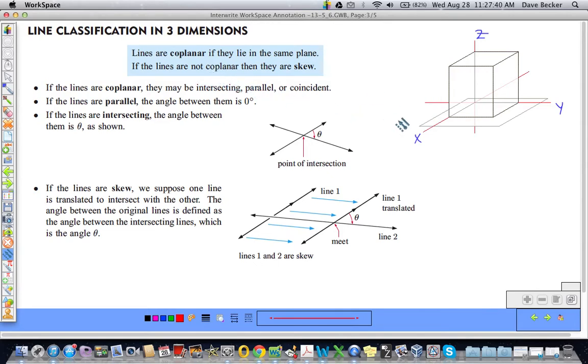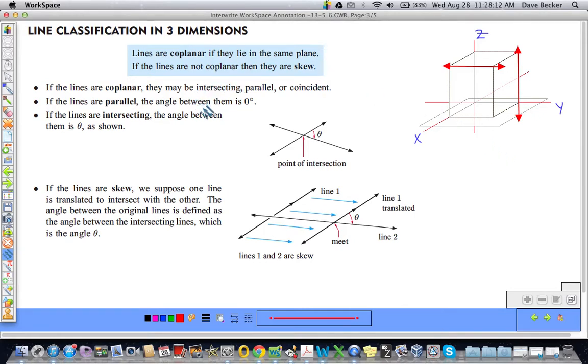Well, that's kind of weird. What would skew lines look like? Well, let's say I had a line right here. Okay. And it's easier to draw right on that edge. But it's in this front plane. Well, if I have a line right here that's in this other plane, this side plane, you can see how this line here would go in front of this line going up and down. Those are skew lines. Okay?